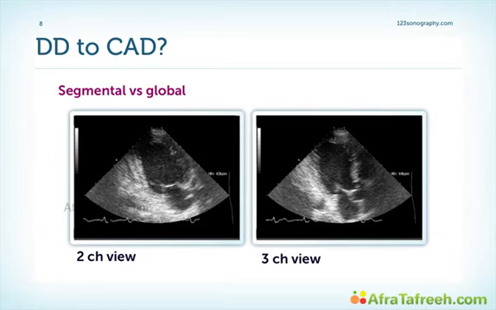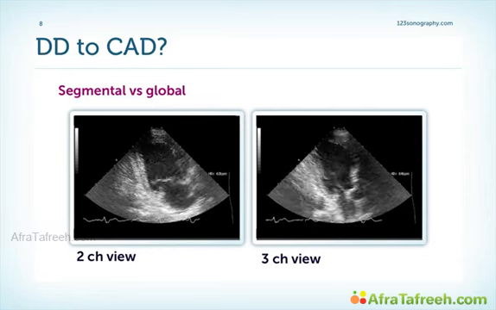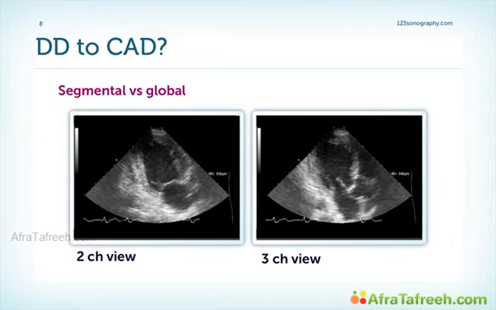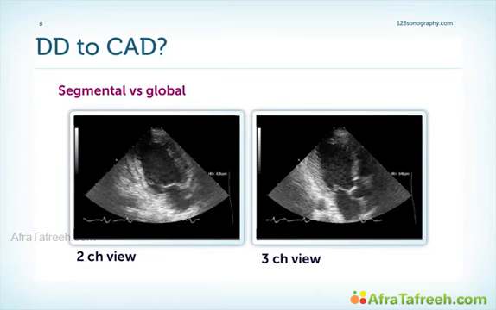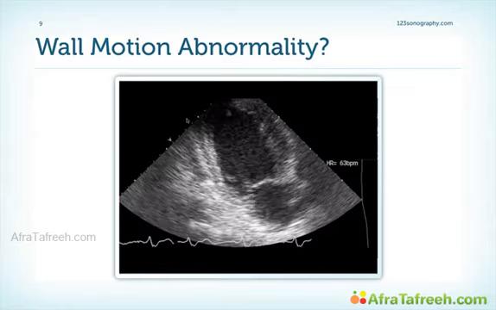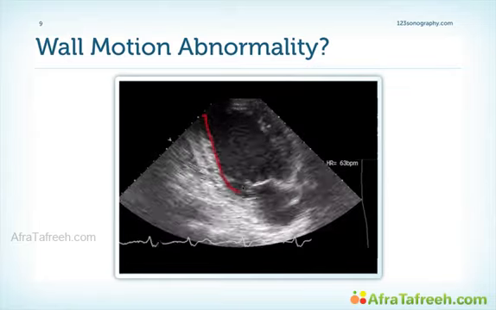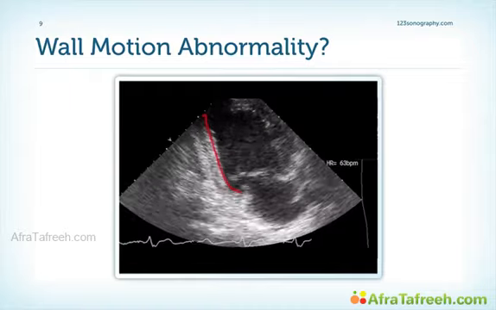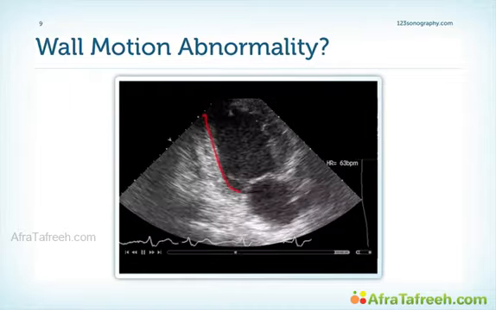Here's another example. Take a look at the 2-chamber view and the 3-chamber view. Does the patient have globally reduced left ventricular function or segmentally reduced function? If you take a look at the inferior wall, you will note that in reality the contractile function is less, the inferior wall hardly moves, especially if you compare it to the anterior wall.